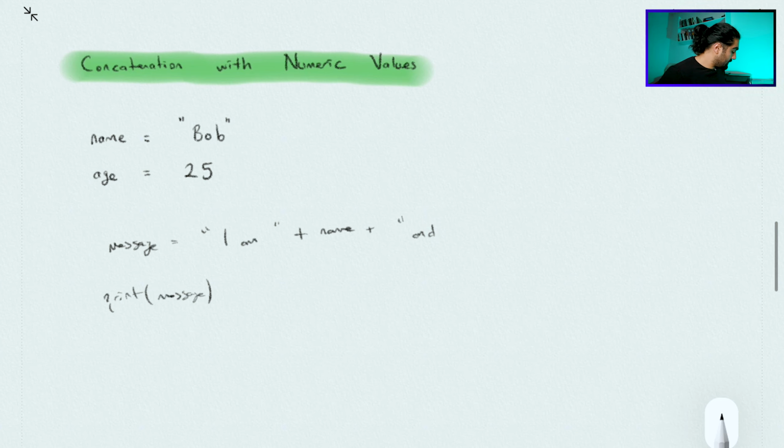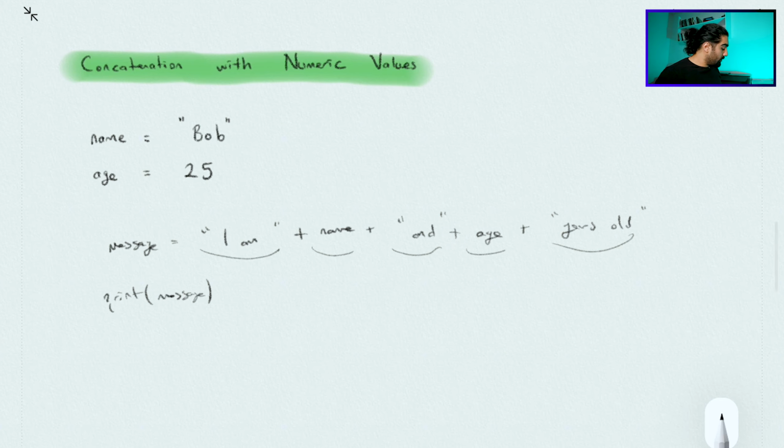Okay, and I am Bob and 25. So we want to use 25, right? To be able to do this, I'm just going to say age and years old. What we are doing here is really easy, don't get confused by that. We just concatenated all of those strings. But we have a problem here. The problem is all of these values are strings except one, which is age. And we want to use age in our string as well. So how can we do that?